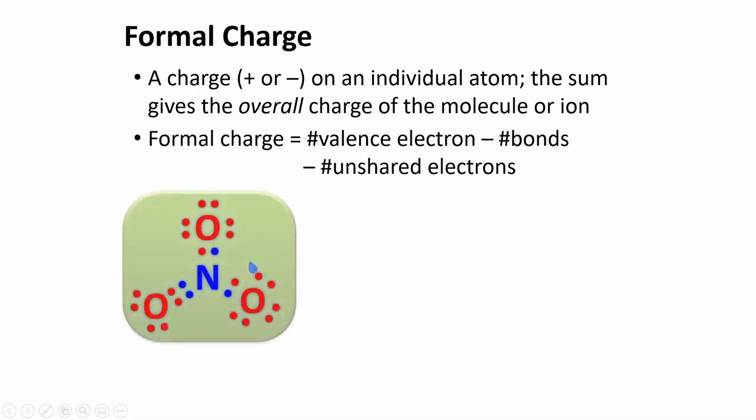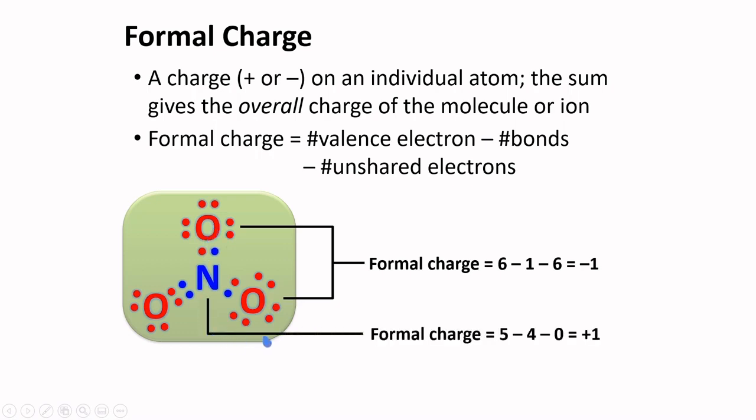For example, I have here the nitrate ion. The formal charge of these 2 oxygens: we start with 6, that's the number of valence electrons of oxygen, minus 1, the number of bonds found between oxygen and nitrogen, and minus the number of unshared electrons in oxygen. That's 1, 2, 3, 4, 5, 6. And you will get a negative 1. So this oxygen has a formal charge of negative 1. This oxygen has a formal charge of negative 1.